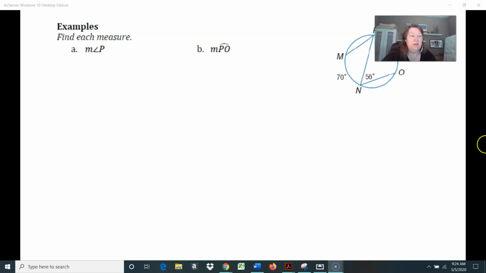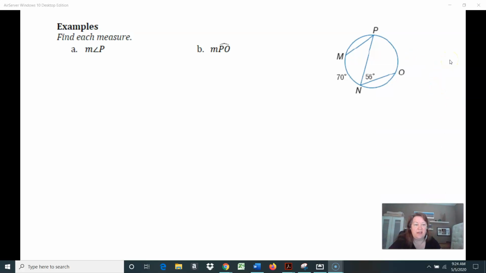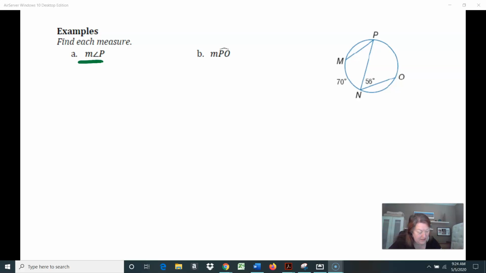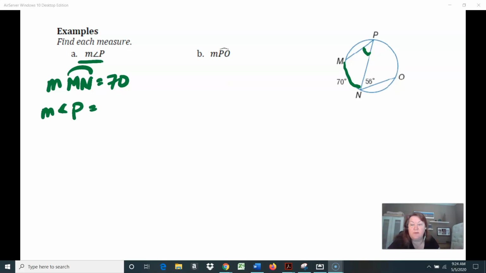Okay, so in this one, they are asking us to find the measure of angle P. So the measure of angle P is going to be this angle right here. Oh, they gave me the intercepted arc is 70, right? So what I know is the measure of arc MN is equal to 70. So the measure of angle P is going to be half as much. Why? Because for angle P, the vertex is on the circle. It's not at the center. So it's going to be half as much. Half of 70 is going to be 35 degrees. Good. So this is a 35.